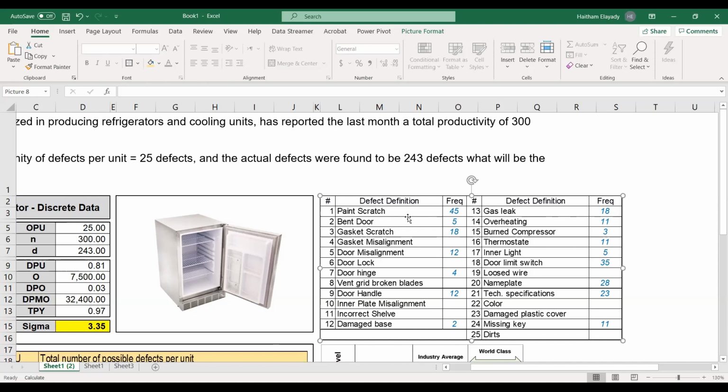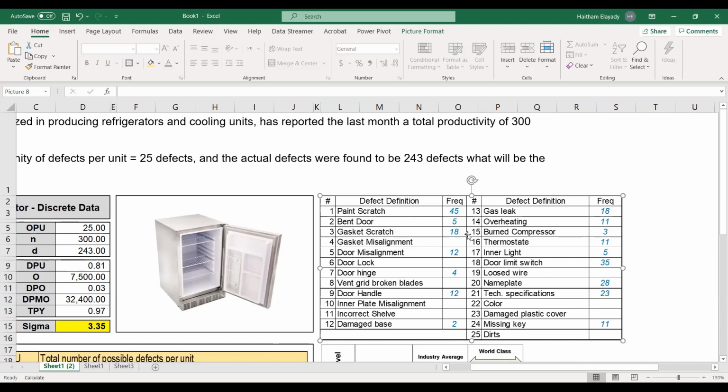So the guys in the production line, and of course that's a dummy example, found a summary of all the punch list for the 300 units which had been tested by the QC. They found that there were 45 paint scratches, 5 defects of bent door, 18 gasket scratches, door misalignment for 12 products, door hinges problem 4 times, door handle 12 times, and so on.